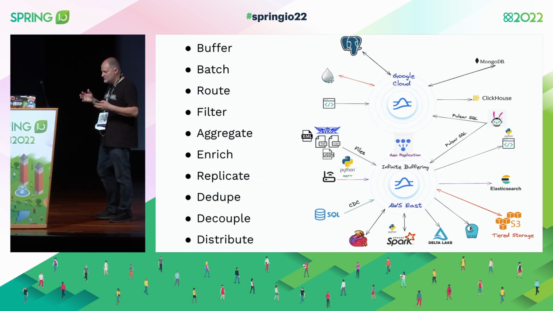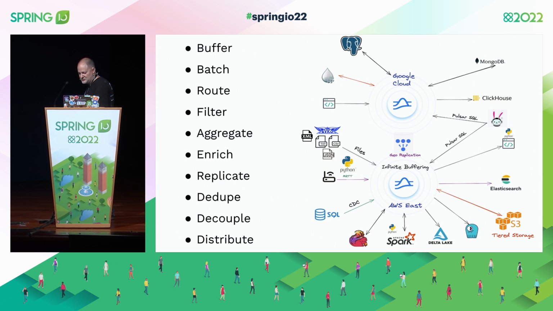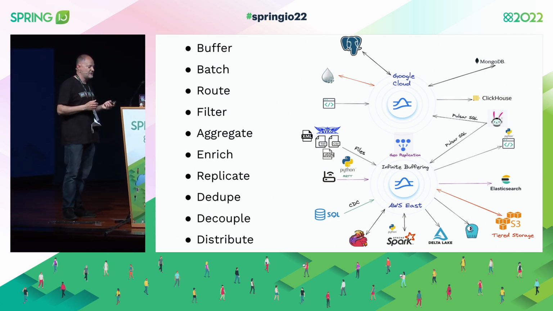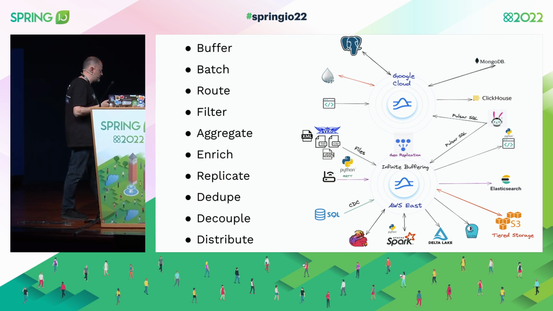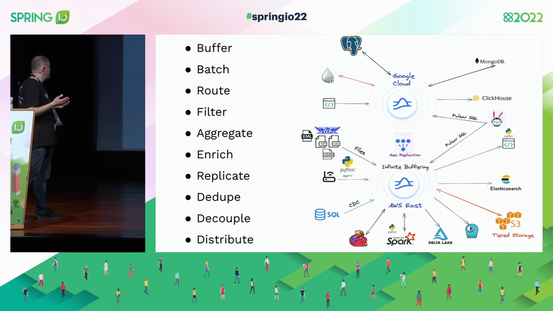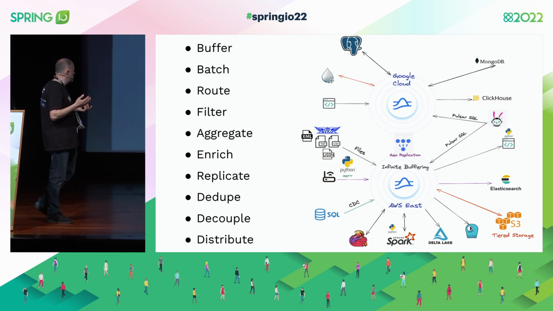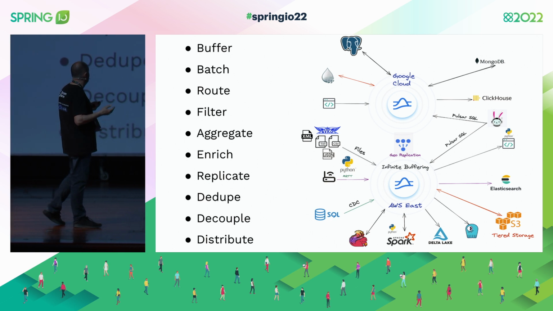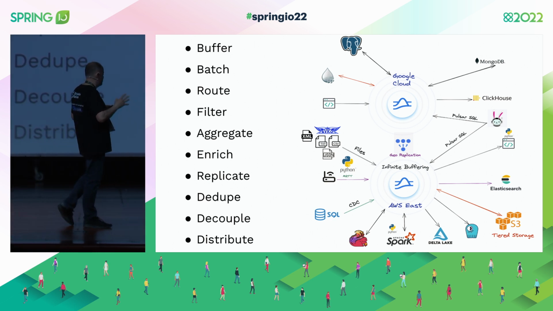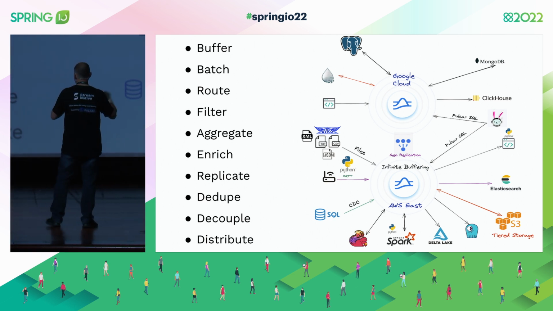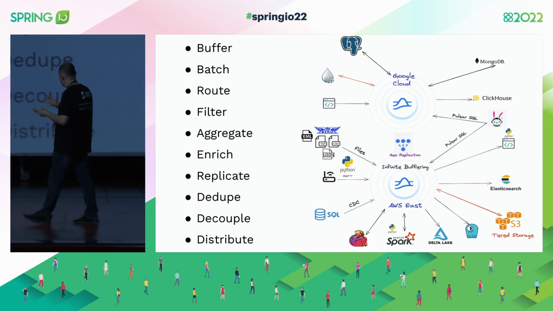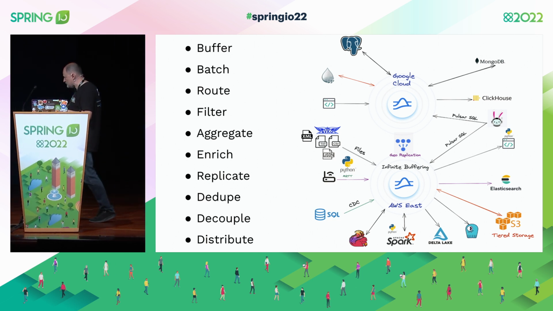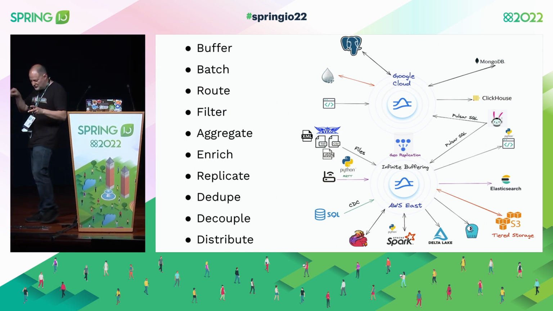This is my idea of what the Pulsar world is. This came up at the Elasticsearch conference. I was talking to some of their people there, and they're like, well, what does Pulsar do for Elastic? And I'm like, well, let me figure it out. Well, we could buffer. We could batch data together if you don't want it as a stream. We could route it. We could filter it, aggregate it, enrich it, replicate it, deduplicate it, decouple the systems, which is nice.